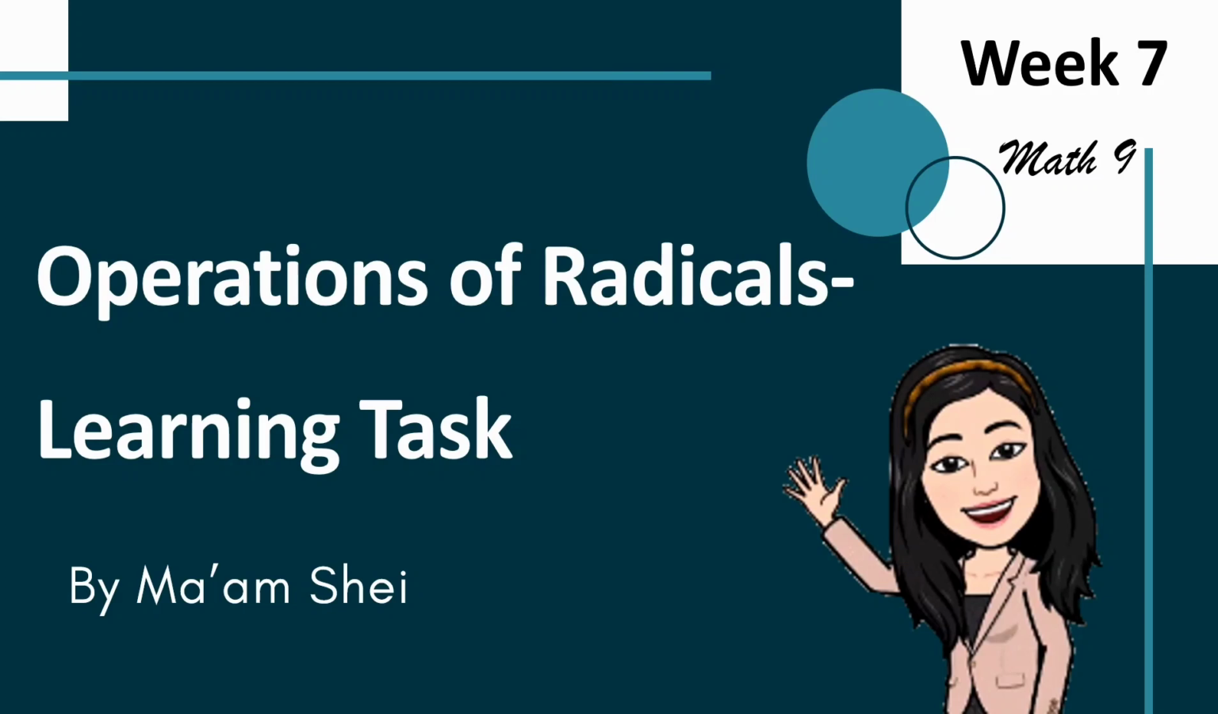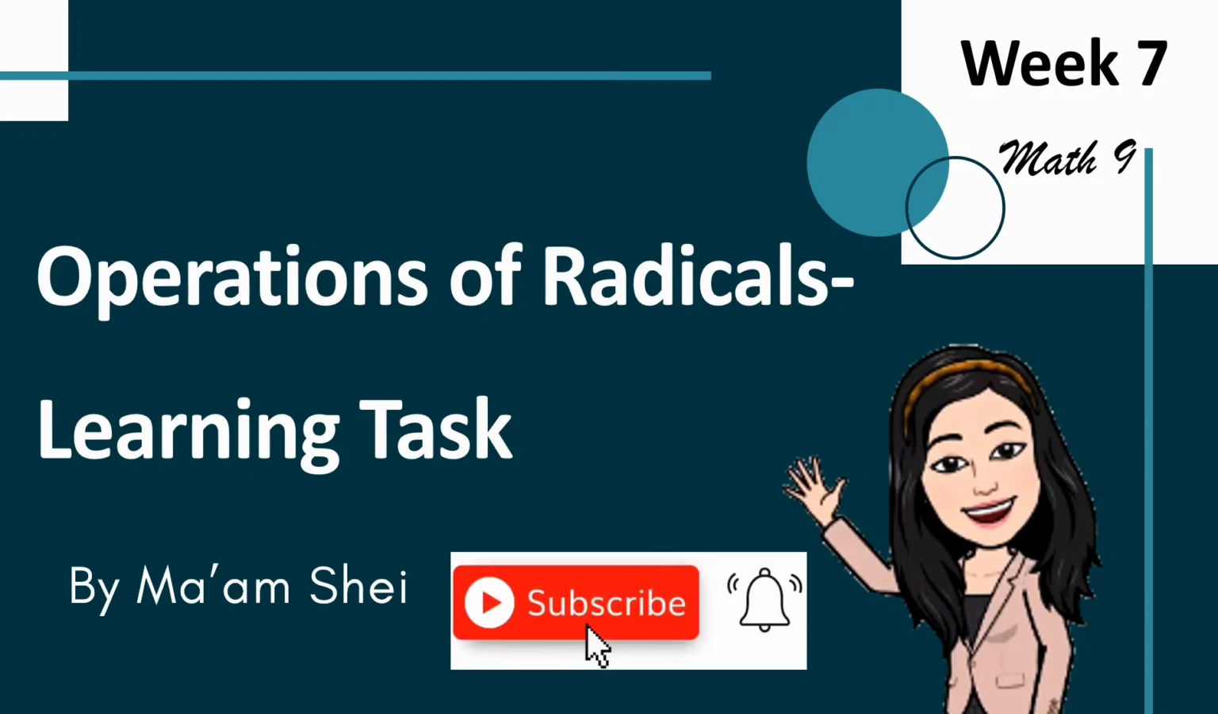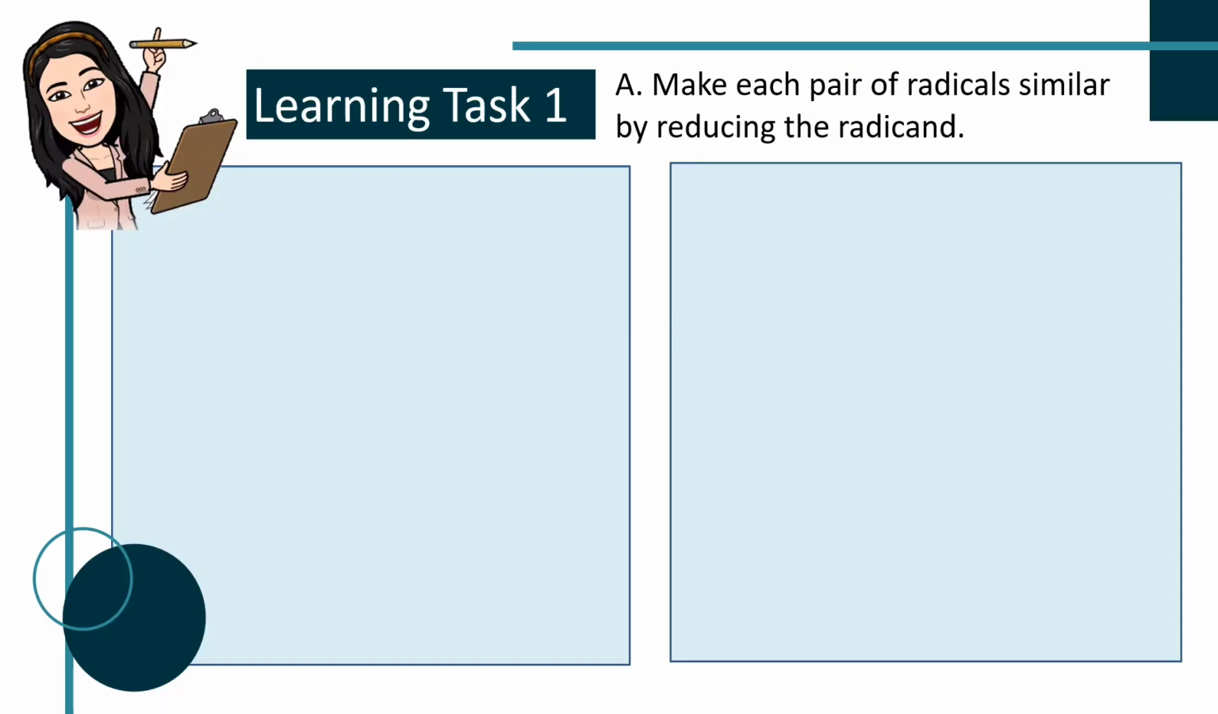So for this video, I'm going to give you illustrative examples on how to answer each learning task in your module. So let us begin with your learning task number 1. Your instruction there is to make each pair of radicals similar by reducing the radicand. We have given pairs of radicals, and your task is to reduce the radicand in order to make them similar. So how are we going to do that?